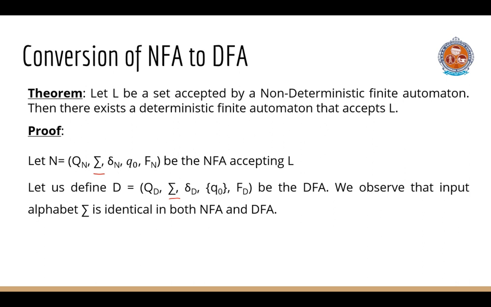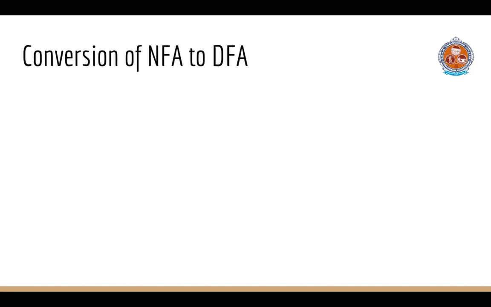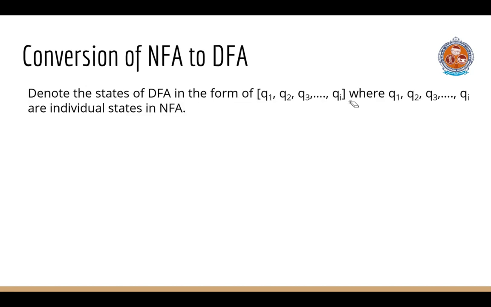Let us define the states in the DFA. Let us define Qd is equal to 2 power Qn, that is the set of all subsets of Qn in the NFA. That means the states in the DFA will be the subsets of the states in the NFA. Denote the states of the DFA in the form of square braces [Q1, Q2, Q3, so on, Qi], where Q1, Q2, Q3, so on, Qi are individual states in the NFA. These are all individual states in the NFA, but it is a single state in the DFA.